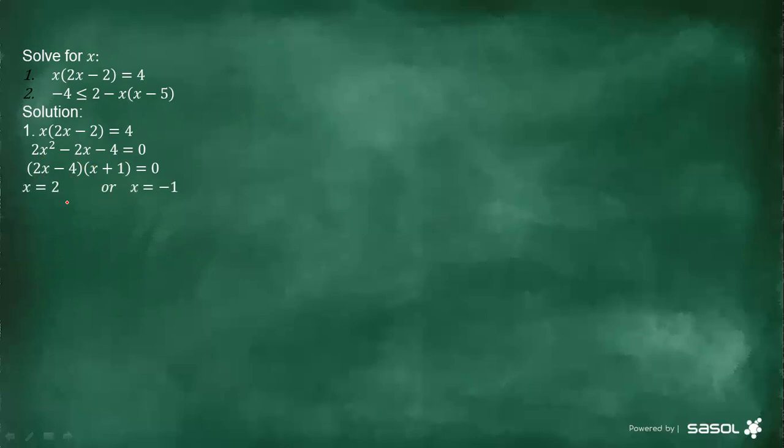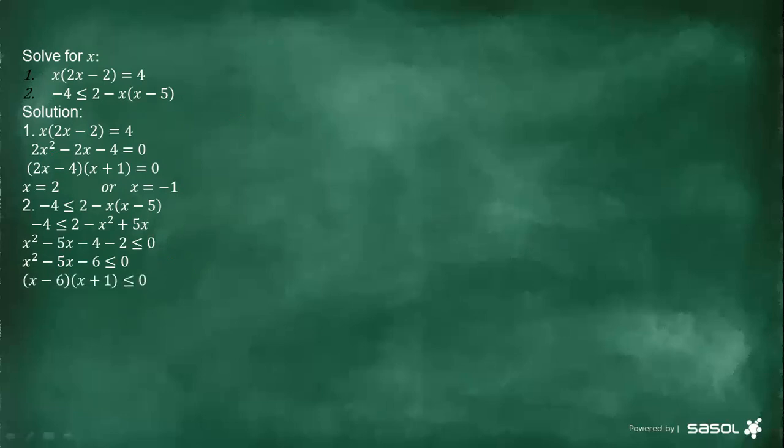Right? And then the next question, number 2, is still an inequality. First, we need to reopen the bracket and then take everything to one side. After opening the bracket, we have 2 minus x squared plus 5x. And you transpose everything to one side, and it gives us positive x squared minus 5x minus 4 minus 2. Let's add those two, they give us negative 6. So now the quadratic is less than or equal to 0. And from there you factorize. Let's factorize it.